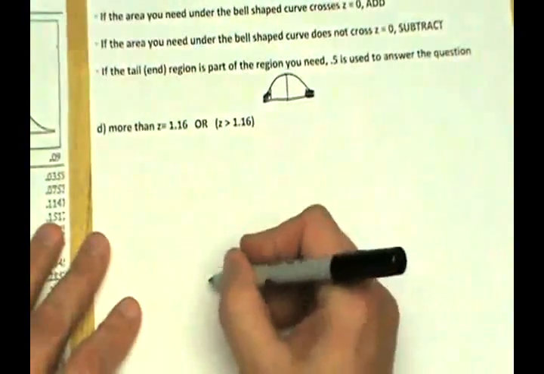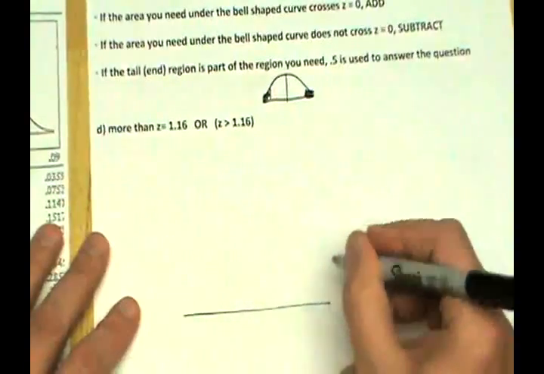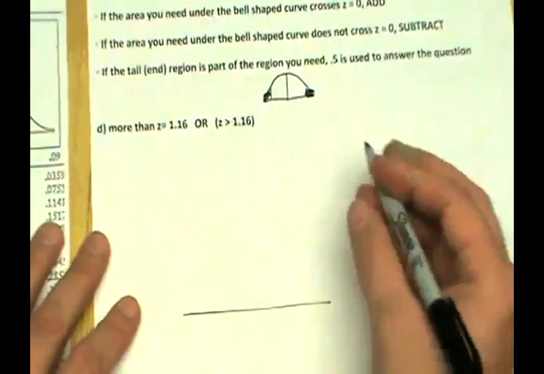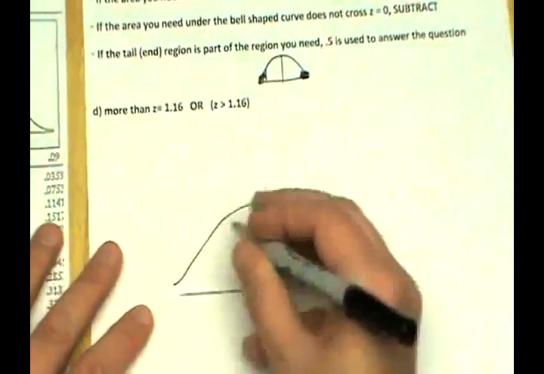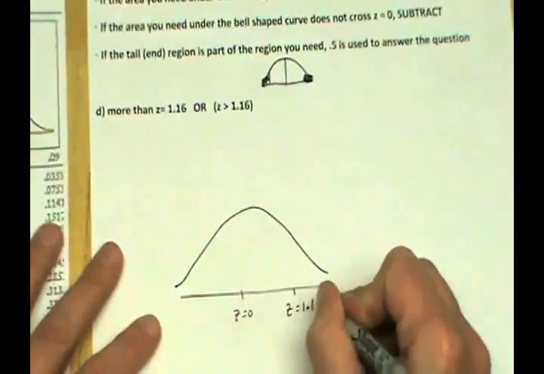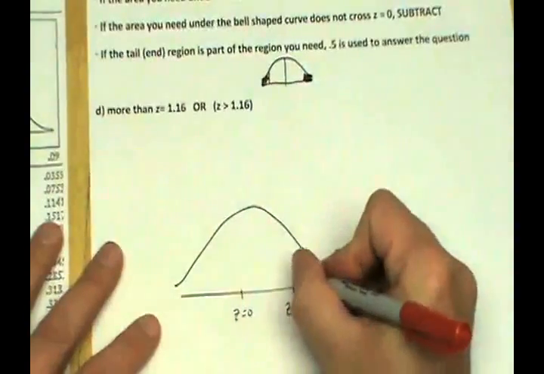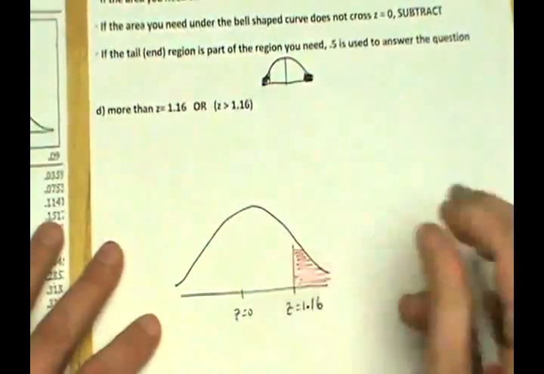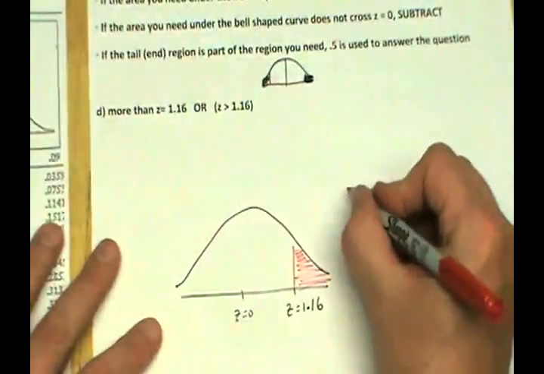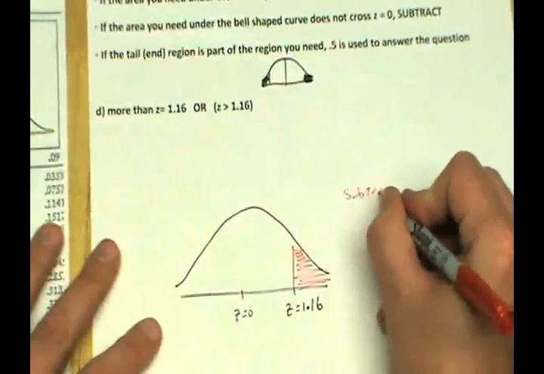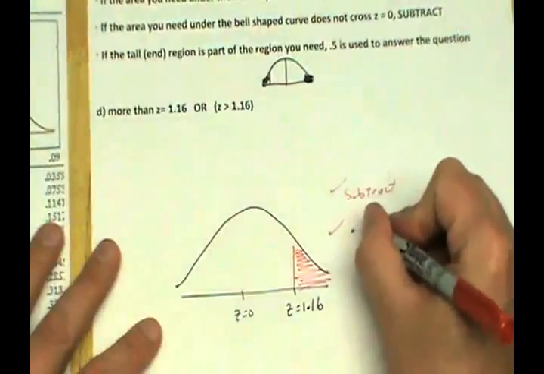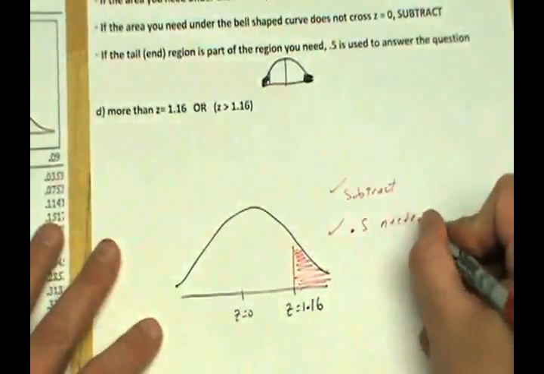So we want more than z-score of 1.16. Another way of saying that is z is greater than 1.16. More than and greater than mean the same thing. So here we go. We label z equals 0 and 1.16. More than is to the right. First thing, does my area cross 0? You're going to say no, so that tells you to subtract. Is the tail involved? Yes, so then you're going to say 0.5 is needed as part of the answer.